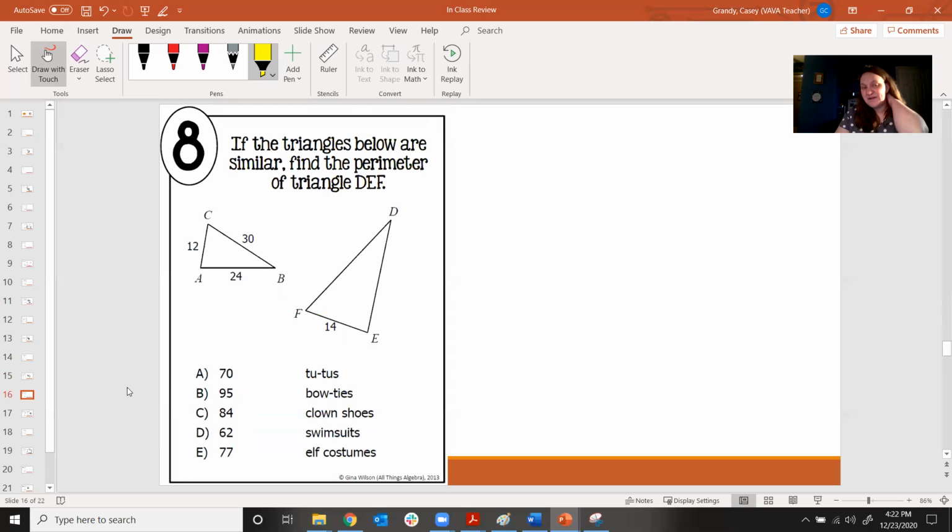And number 8, we want to find the perimeter of DEF. I don't know the length of DF or DE, but I can use this triangle and what I know about similar triangles to find those lengths. Try finding the length of DF and DE, and then find the perimeter of this whole triangle. Do that now.